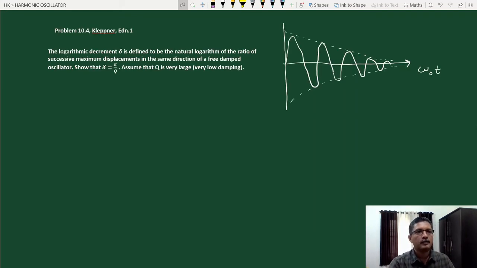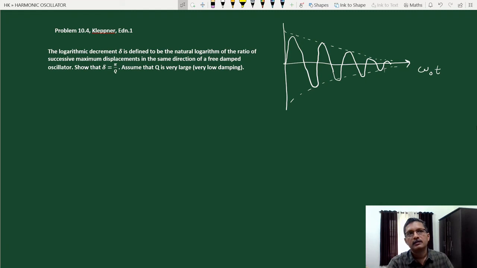Consider the next problem, problem 10.4 in Kleppner edition 1. The logarithmic decrement delta is defined to be the natural logarithm of the ratio of successive maximum displacements in the same direction of a free damped oscillator. Here what is meant by free is there is no force acting on it. It's a damped oscillator, so there is this damping force acting on it, of course, but there is no driving force acting on it.